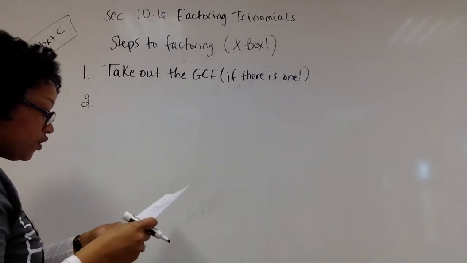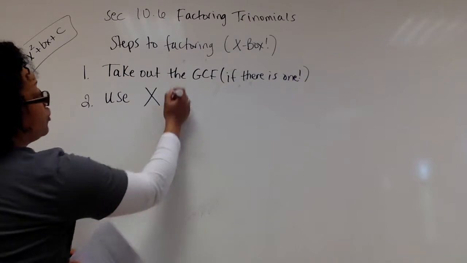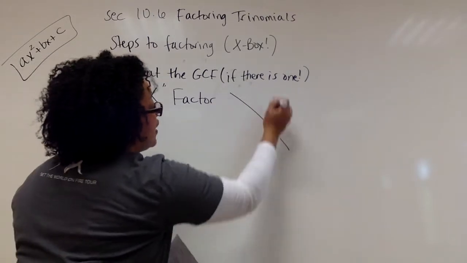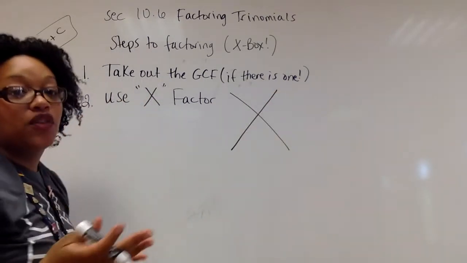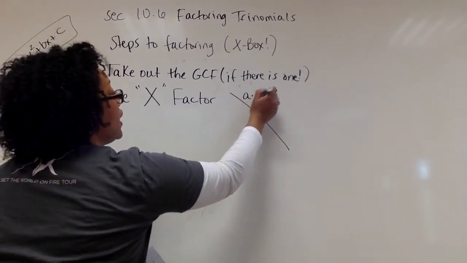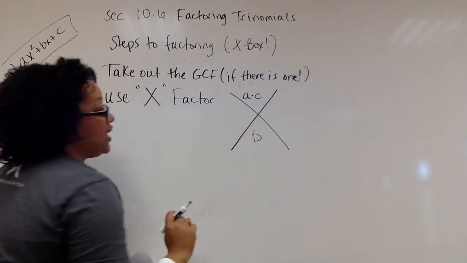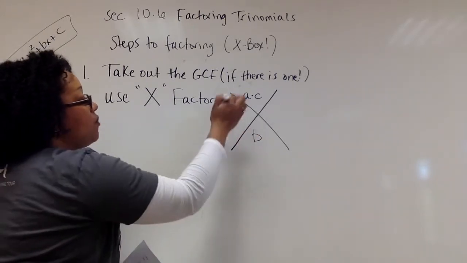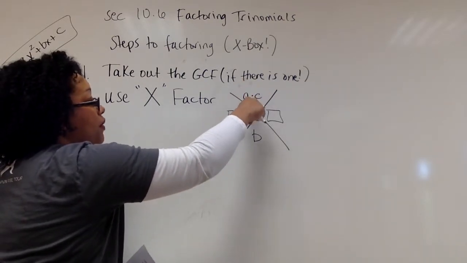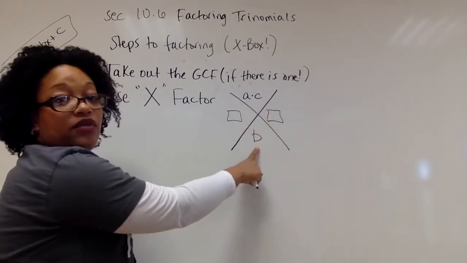Second step is you're going to use the X factor. And I'm calling it the X factor. I'm not talking about the TV show. I'm talking about the X that you have seen, hopefully, at least in the warm-up for today, where the top number is the product of whatever A times C is. And you'll know what I mean in a minute when we have real numbers. And the bottom number is the B. So what you have to do is tell me what two numbers that when I multiply them give me the product of AC, but when I add or subtract them, give me the B.